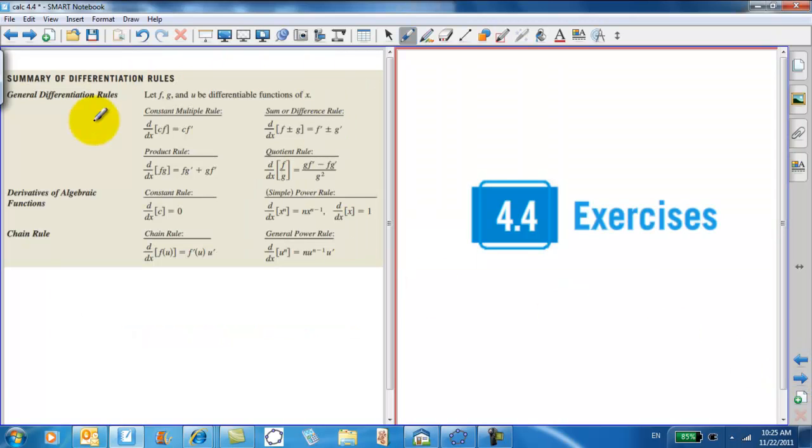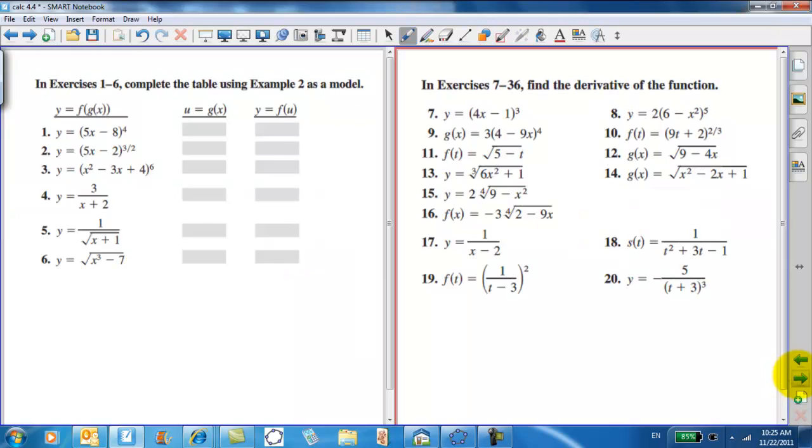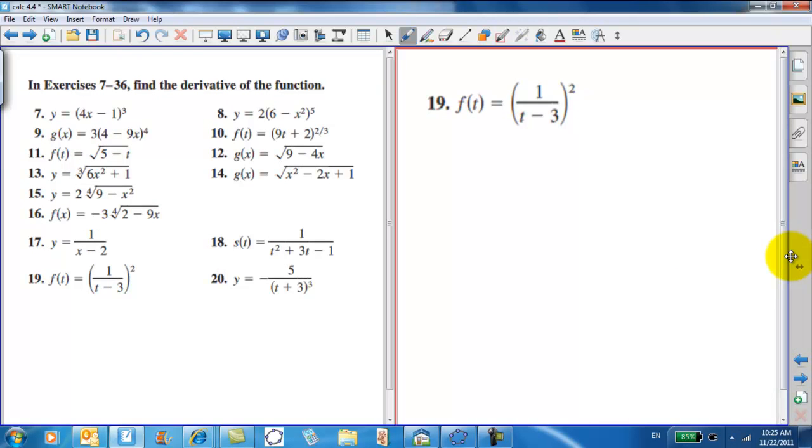This is certainly something you could have on your formula sheet, and you might want to have it as part of your exam prep. Okay, here's another example of the chain rule, because we got a function 1 over t minus 3 inside a squaring function.